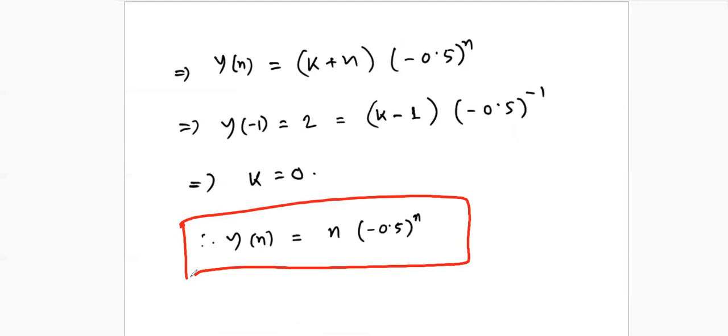So in the second example, we have shown the effect of a repeating root. It can be a combination of repeating and non-repeating roots, or it can be a repeating root between the particular and the complementary solution.